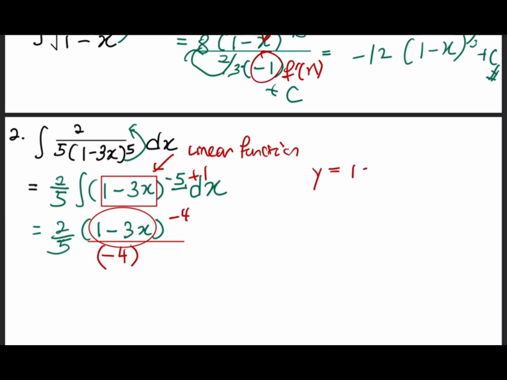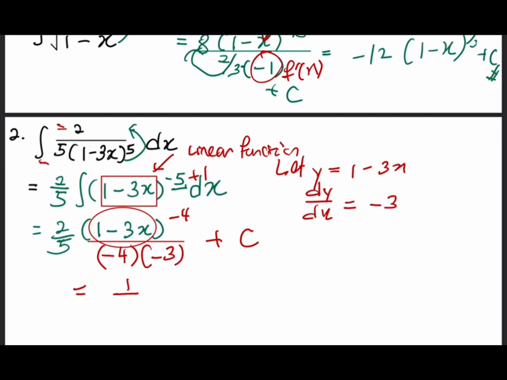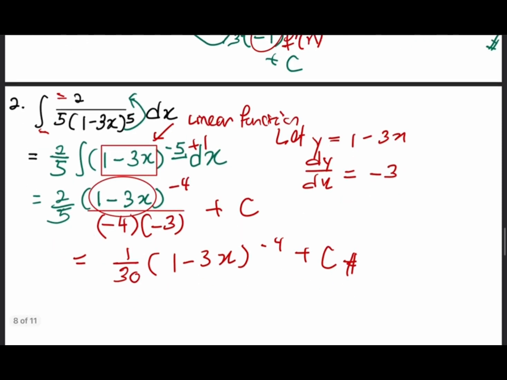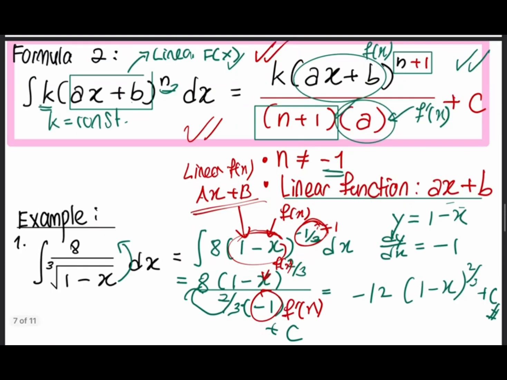So we have y equals 1 minus 3x. If I differentiate it, I will get negative 3, right? So I multiply with negative 3. And we add a plus c here since it's an indefinite integral, and we will get the answer, which is actually 1 over 30, 1 minus 3x to the power of negative 4 plus c, and here is the answer. So as I said, everything is the same. We just need to see that as it is a linear function, we can apply the formula.